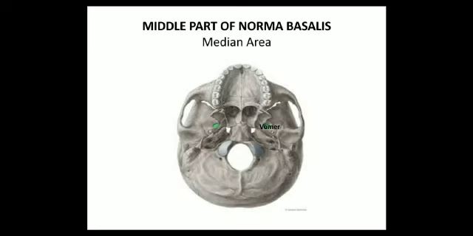Now, the middle part of Norma basalis. It extends from the hard palate anteriorly to the imaginary line passing through the anterior margin of the foramen magnum posteriorly. Here also we can study it by dividing it into median area and the lateral area. In the median area, it shows the posterior border of the vomer. It separates the two posterior nasal apertures. Its inferior border articulates with the bony palate and the superior border splits into two.